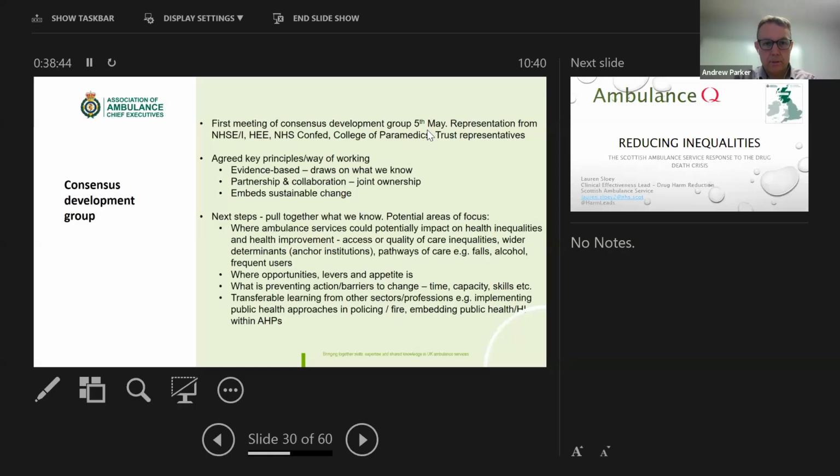And then throughout the presentations, hopefully you'll see the importance of data as well, and that will enable you to find your focus or map where you are just now. And without further ado, I'm going to hand over to Lauren from the Scottish Ambulance Service.